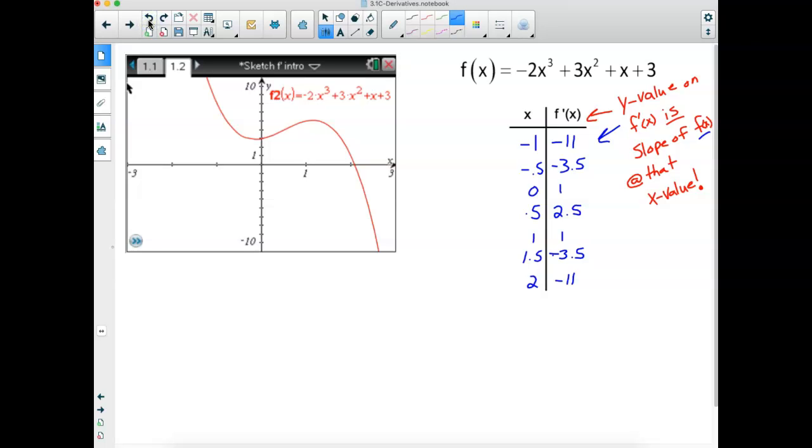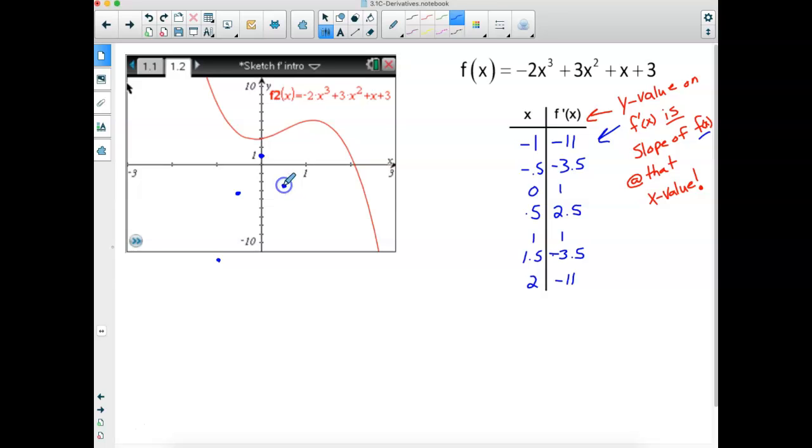So I'm going to try to make this happen. I'm going to -1, -11, somewhere down here. And then we're going to go -0.5, about 3.5. So somewhere right in here. And I'm going to leave that one. I go 0, 1. So that's right about here. There it goes. And then I got 0.5, and then I got 2.5. So that's going to be somewhere right about here.